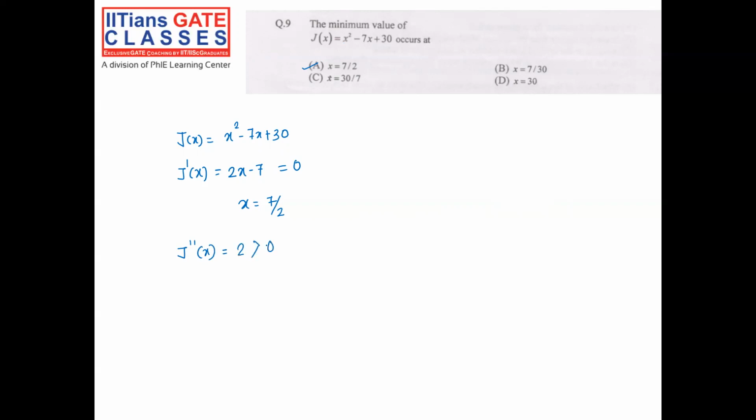It means x is equal to 7 by 2 is minimum. Okay, so the first 3 questions were quite simple, and they are for 1 mark. From this question onwards, these are 2 marks questions, and you can expect a little increase in the difficulty level.